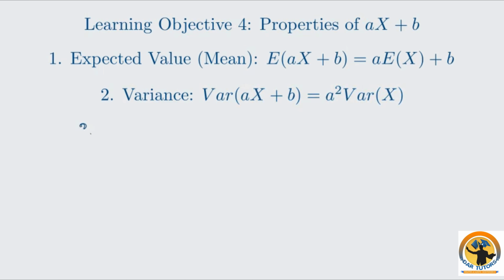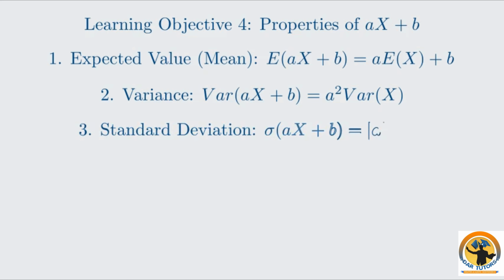From the variance, we can easily find the standard deviation. Since standard deviation is the square root of variance, the standard deviation of y is the square root of a squared times the standard deviation of x. This simplifies to the absolute value of a times the standard deviation of x. The absolute value is crucial because standard deviation must always be non-negative. Let's work through an example to see these properties in action.